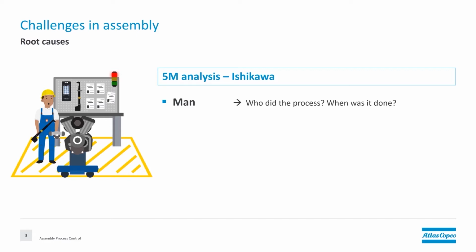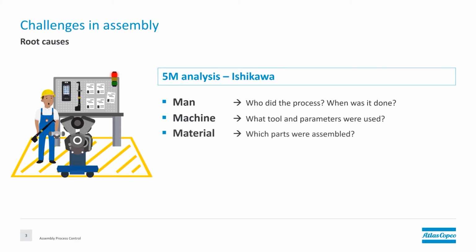So first is man, the person that was doing this. Who did it? When was this done? That is a portion of the analysis that the customer might want to do. Then the machine: what machine were they using, what was the configuration, was it calibrated, was it the right machine for that operation? That could be another root cause. The material that was used: did we have the right part in there? Did we have the right bolts? Are we using the right material for that specific model?